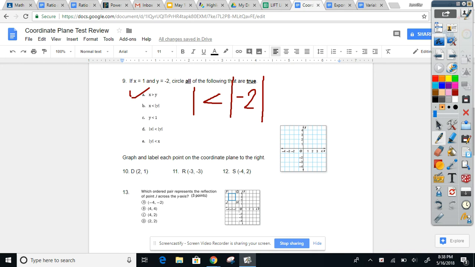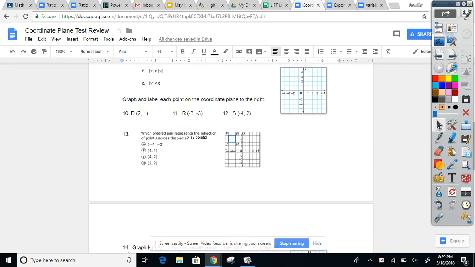Yes, I can go below sea level, but that's not taking away distance. So distance is always positive. Therefore, absolute value is always positive. So this is actually going to be 1 is less than, and the absolute value of negative 2 is 2. Is 1 less than 2? No, it's not. So B wouldn't be my answer. Okay, do you see what I'm doing? I'm plugging them in. I want you to try C, D, and E by yourself. Okay?